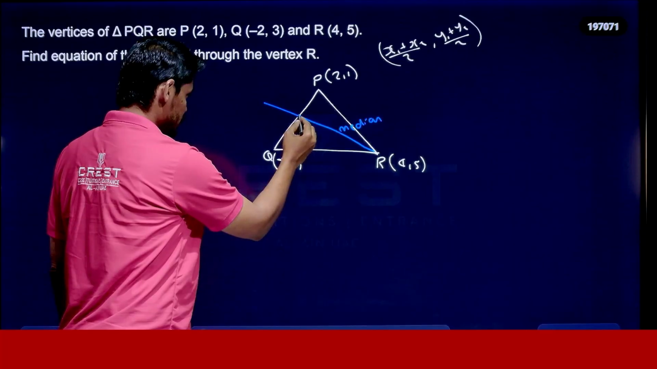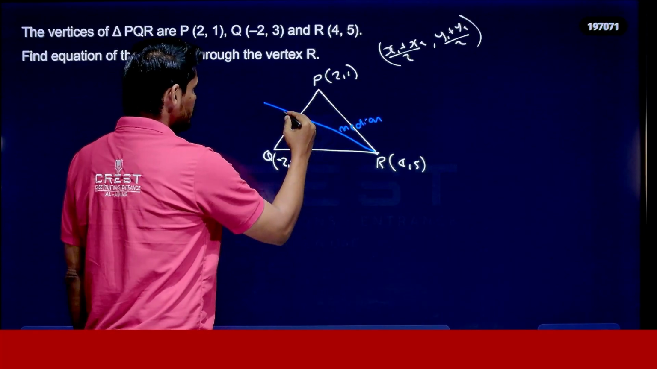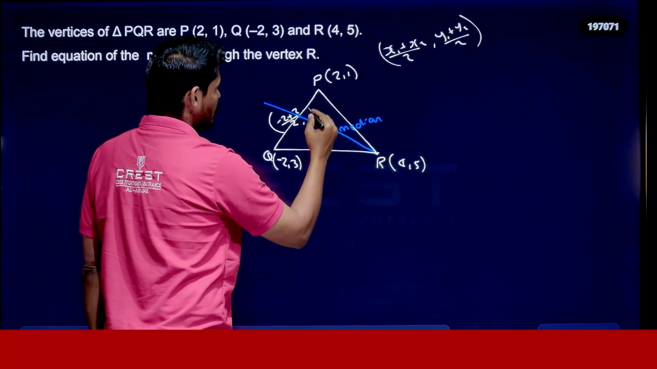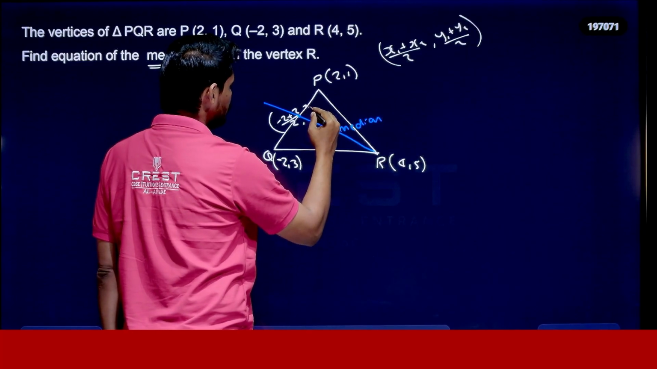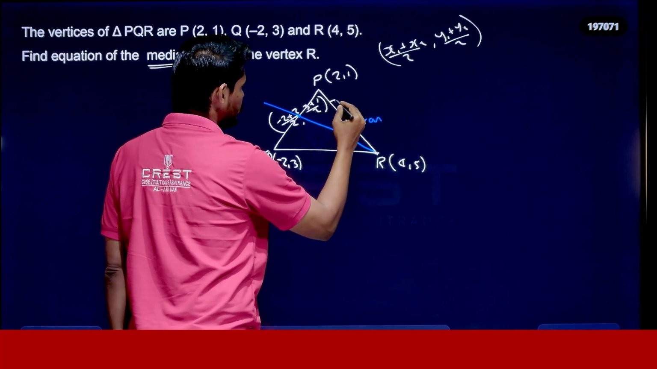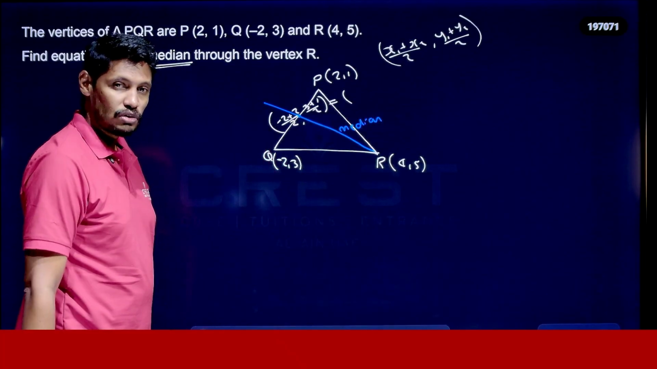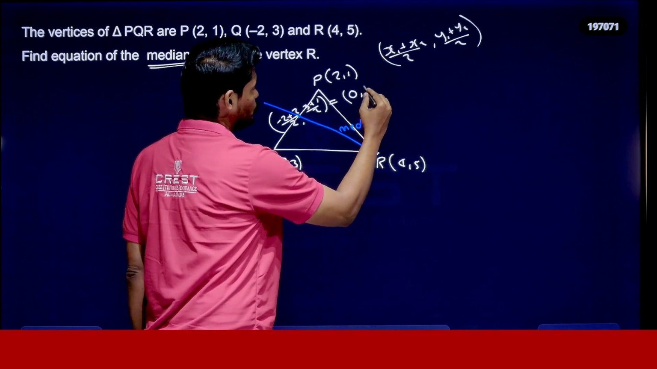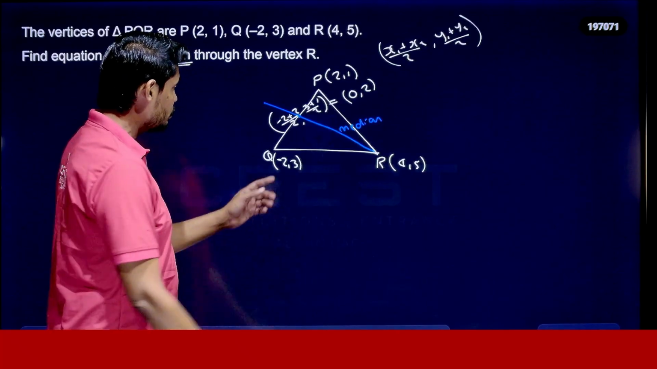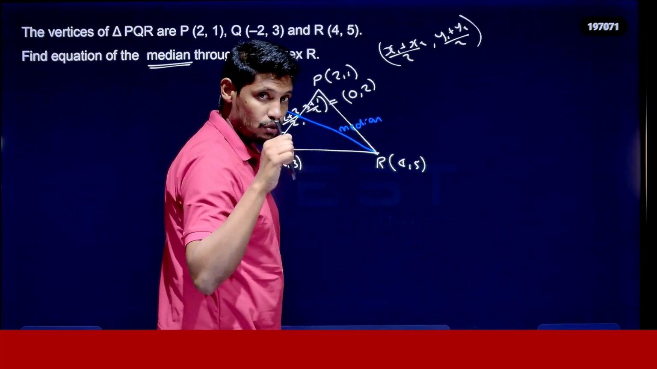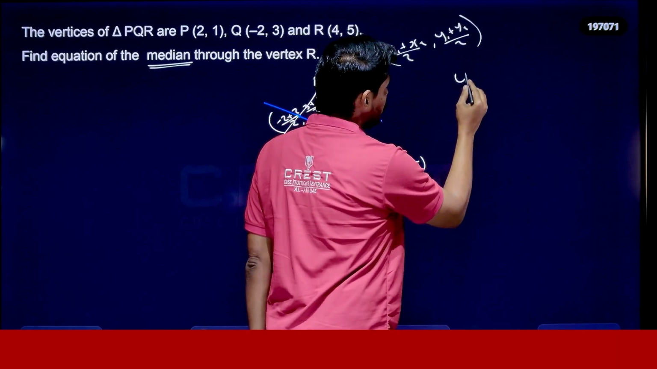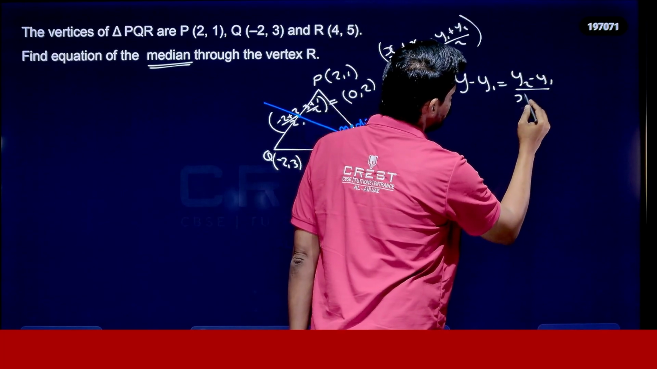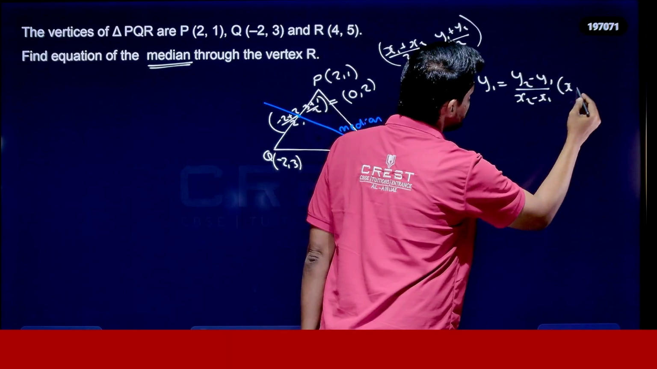So what is this point? It can be found by minus 2 plus 2 divided by 2, that is the x coordinate, and the y coordinate is 3 plus 1 by 2. Minus 2 plus 2 is 0, 0 by 2 is 0, so the x coordinate is 0. 3 plus 1 is 4, 4 by 2 is 2, so 2 is the y coordinate. So we got the midpoint, so we have 2 points on this line. So we can apply the 2-point form, which is y minus y1 equal to y2 minus y1 divided by x2 minus x1, into x minus x1.